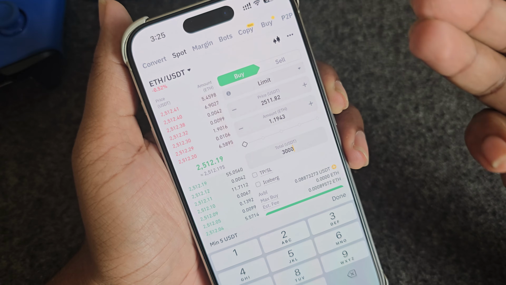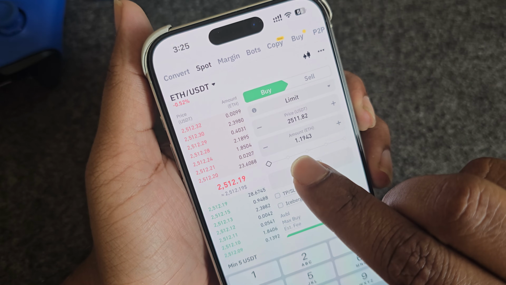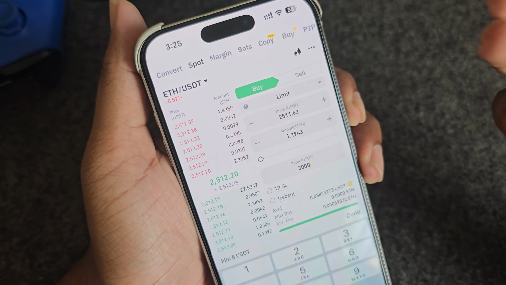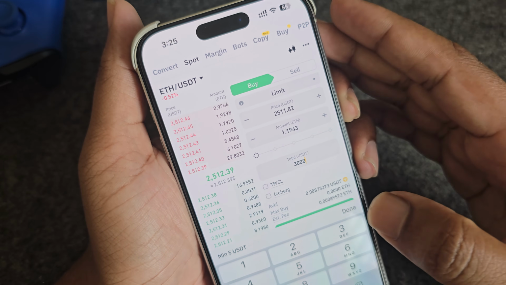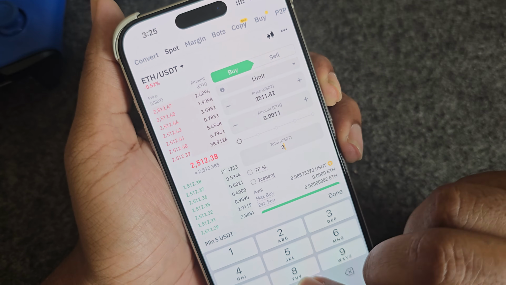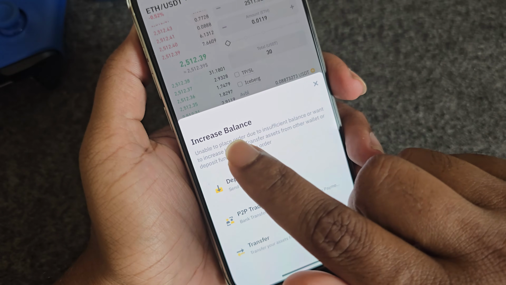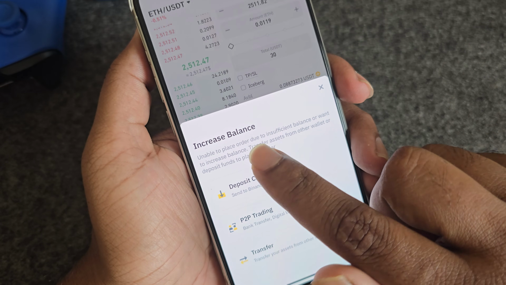Suppose if you have $3,000, or you want to buy Ethereum with $3,000, then you can see you are able to buy 1.19 Ethereum. Actually, if you have only $20, just press on buy. Then you can see the insufficient balance is showing.